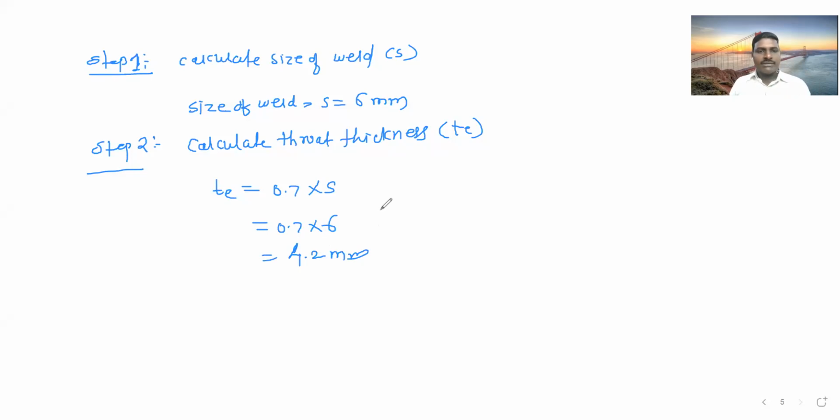Are you getting, everyone? So we have to follow the procedure. Whatever given data we have, we have to write down. By using this given data, we have to solve the procedure. Everything we will get by the calculations. Then next, step number 3. What is step number 3? Calculate effective length.